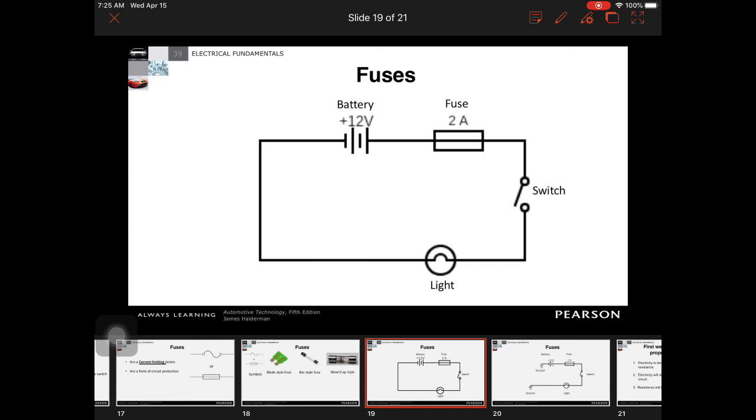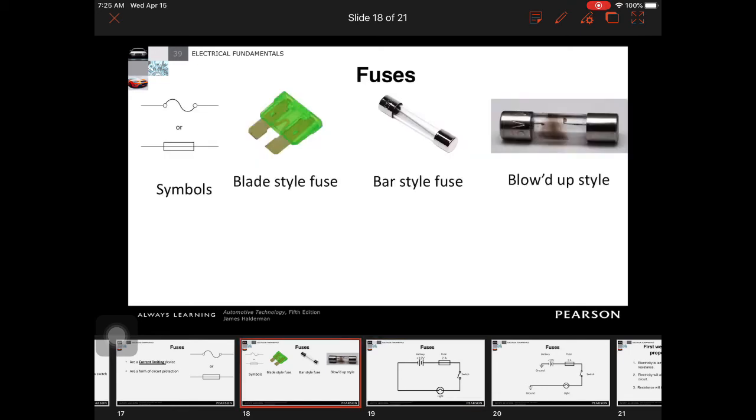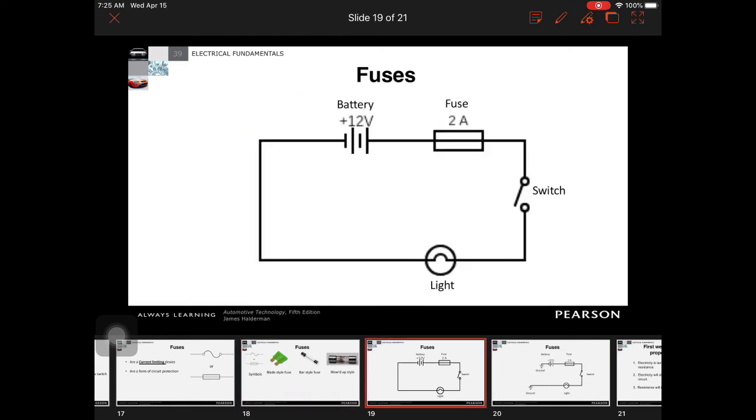All right. We typically follow the fuse by the switch right here. So the first thing we're going to do is protect any current that goes out, and then the second thing we're going to do is to be able to open up the circuit if we detect a problem. All right. Then from there we're going to go to the load in the circuit. Okay. So our switch is going to send power to our load. In this situation, it's a light.